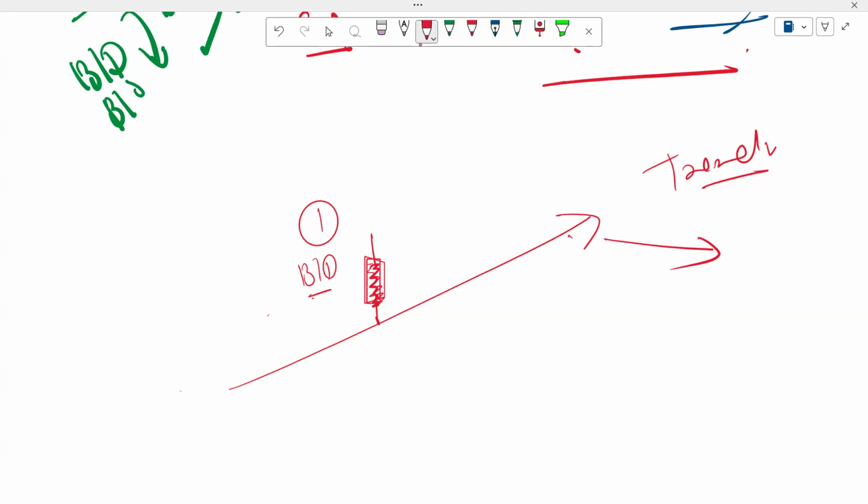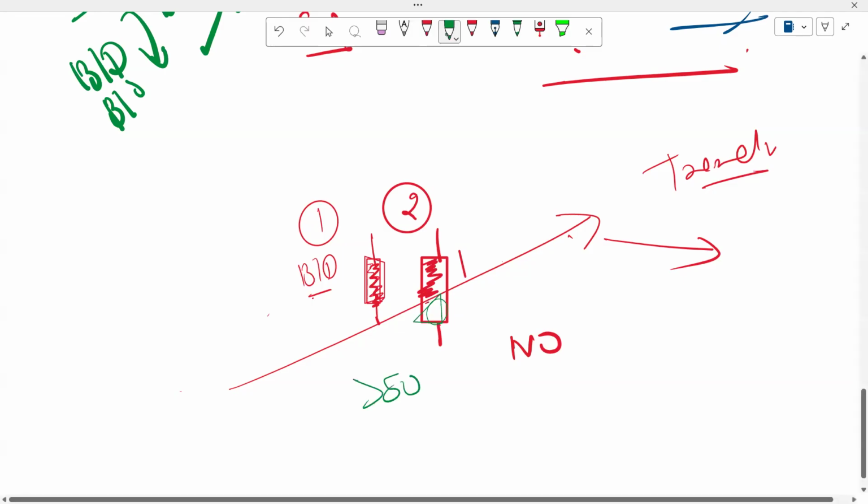Now let's say this is a red candle. Candle number 2, will you consider it a breakdown candle? No, still no. Why? Because the majority of this candle is above the trend line. Only a small portion of this candle closes below the trend line. So at least more than 50% of the candle area has to close below this trend line. Then it's a breakdown candle.